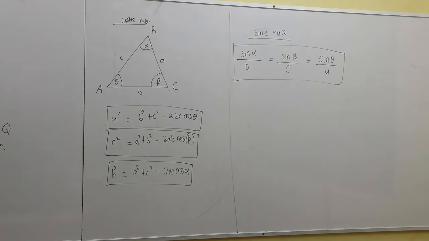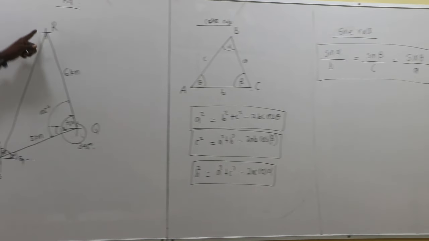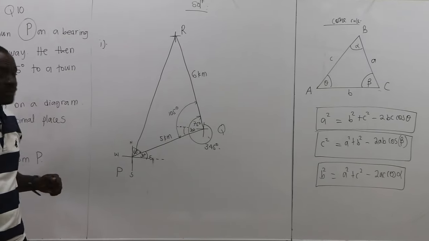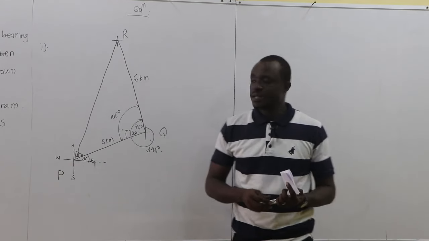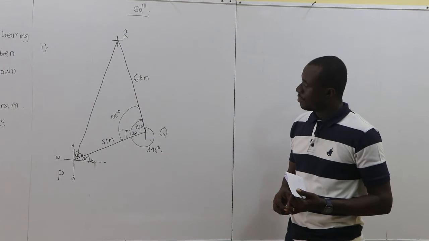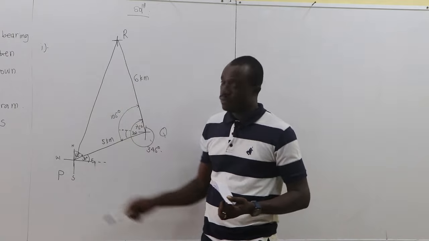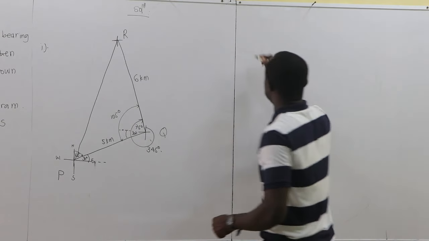So here we want to use the cosine rule to find the length PR. So using the cosine rule, we want to find PR.